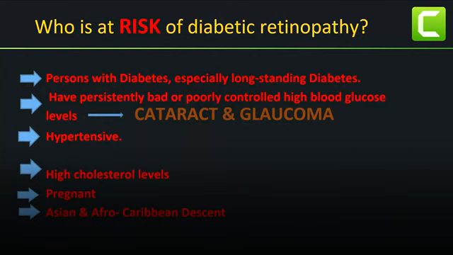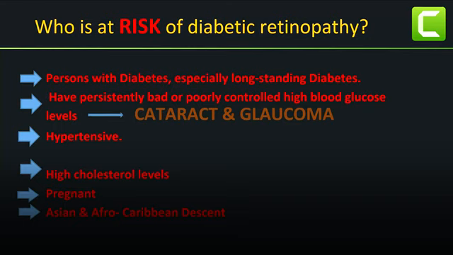Who is at risk for diabetic retinopathy? Essentially, all persons having diabetes of any form are at risk. Your risk is elevated if you have long-standing diabetes, if you have poorly controlled high blood sugar levels. An interesting fact to mention here is that poorly controlled diabetes also increases your risk of cataracts and glaucoma. If you are hypertensive, if you have high cholesterol levels, and this might be a surprise to many people, but if you are pregnant and have diabetes, then your risk is also increased.